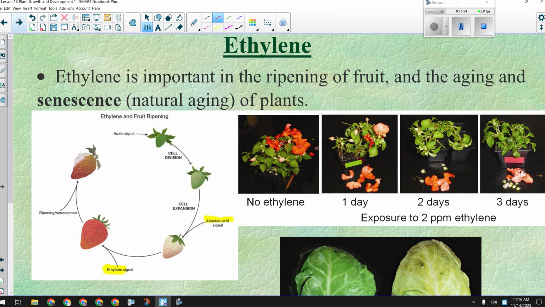All right, and then ethylene. Okay? Ethylene is a gas. We still call it a hormone, but it's a gas. And it's produced, and it causes fruit to ripen. It also can help trigger the release of abscisic acid, because obviously you get your plants or your fruit near the end of your growing season.